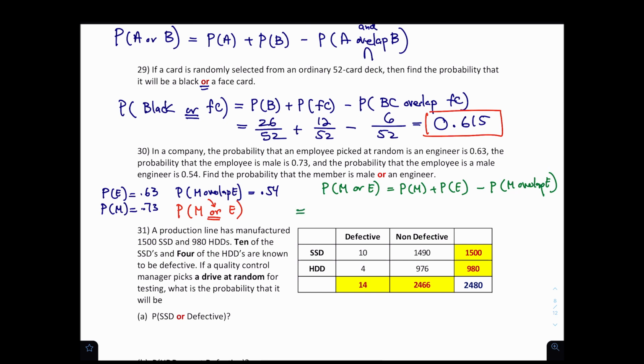Here you simply have all the information you need. The probability of getting a male is given, you don't even need to look for it, it's 0.73. The probability of an engineer is given as well, you don't need to look for it or create it, it's right there. And minus the probability of a male engineer, they've given you that as well. So you just add 0.73 to 0.63 and subtract 0.54 from it. This gives you 0.82, and that's the answer.